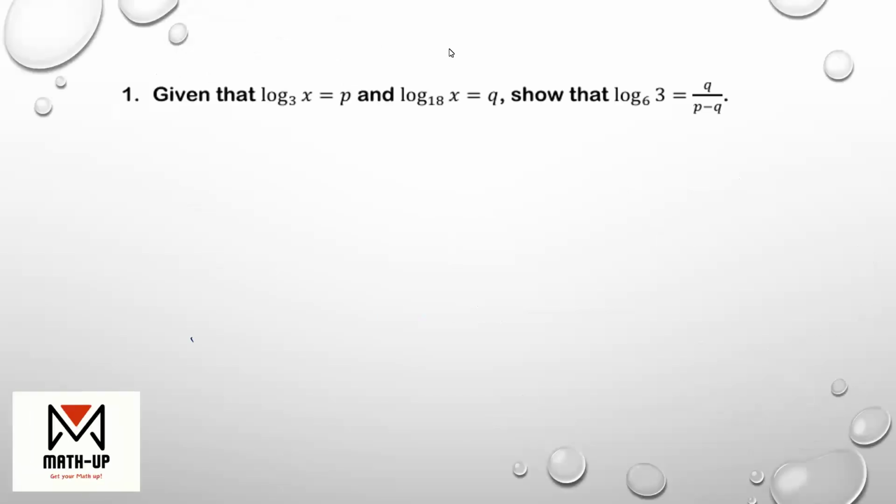Yeah, and that is our first question. It says that given that the logarithm of x to the base 3 is equal to p and the logarithm of x to the base 18 is equal to q, show that the logarithm of 3 to the base 6 is q divided by p minus q. So we shall start by, of course, stating what is given to us.